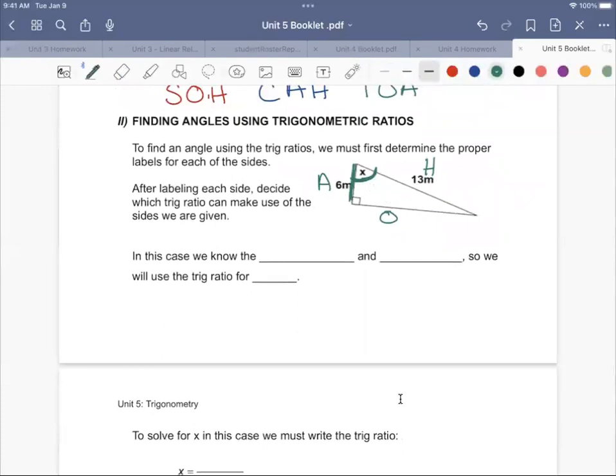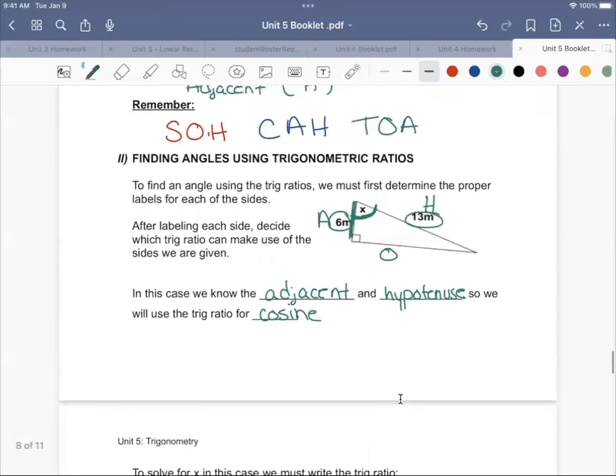So now that we have this labeled, we know the adjacent side because we have 6 meters, and we have the hypotenuse, which is 13 meters. So we're going to use the trig ratio for cosine, because that is the one that matches what we have, because cos is adjacent over hypotenuse. I have the adjacent, I have the hypotenuse. I don't have the opposite, that's what I'm looking for, so I can't use sine or tangent.